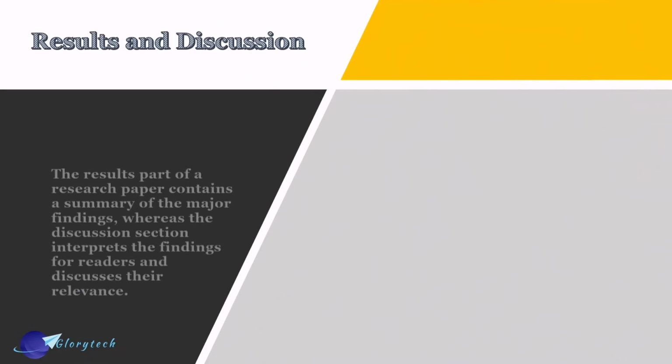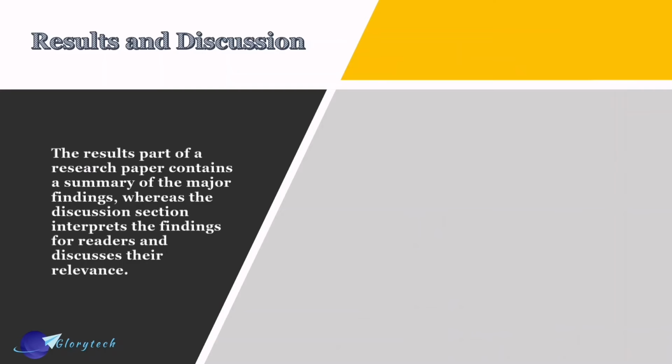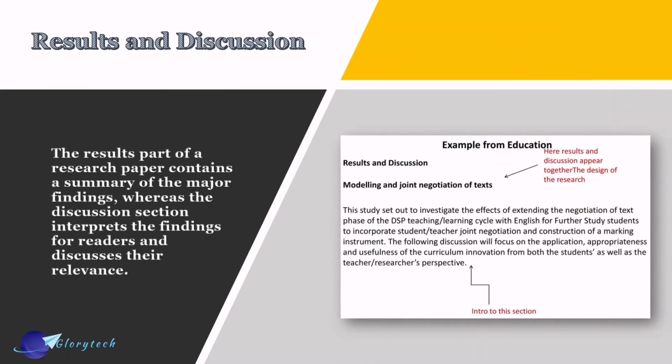Results and discussion. The results part of a research paper contains a summary of the major findings, whereas the discussion section interprets the findings for readers and discusses their relevance. This is sometimes broken up into two sections, a separate results section and another discussion section, and contains the findings of your research study. The discussion section contains a researcher's interpretation of the results and how the results pertain to work previously done on the topic at hand.